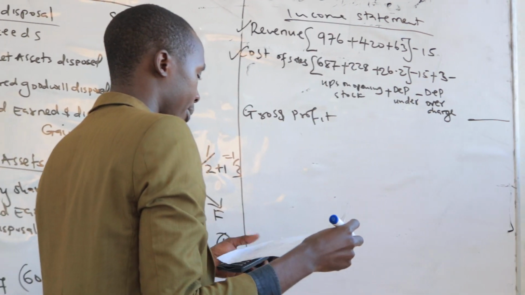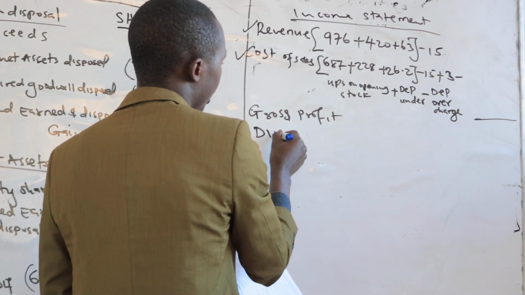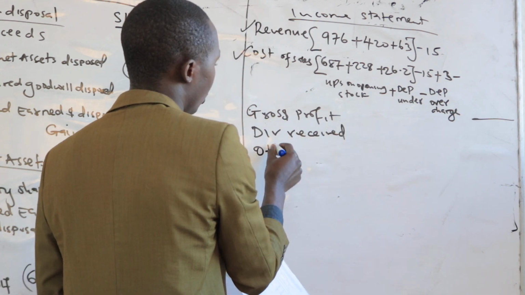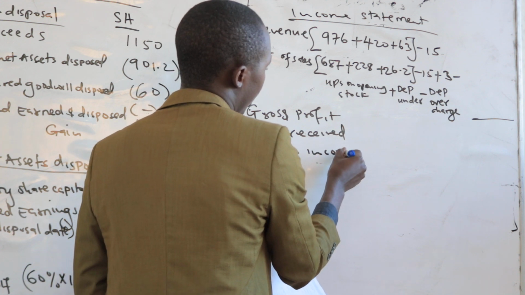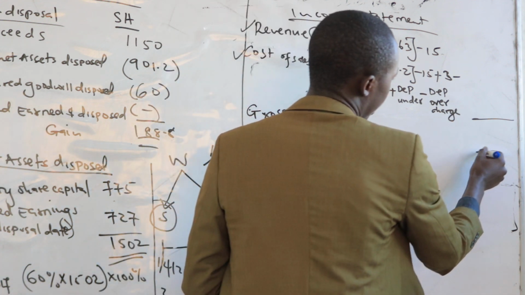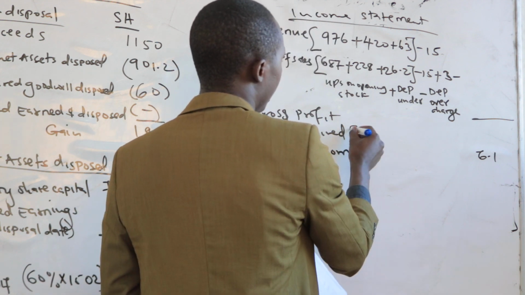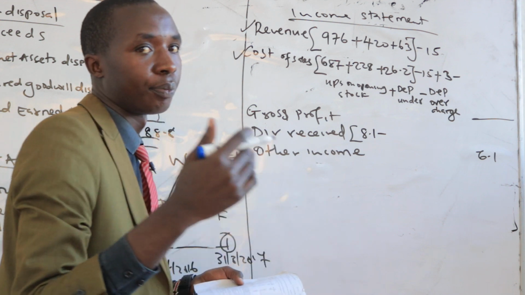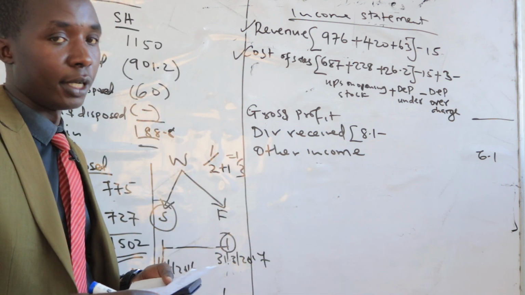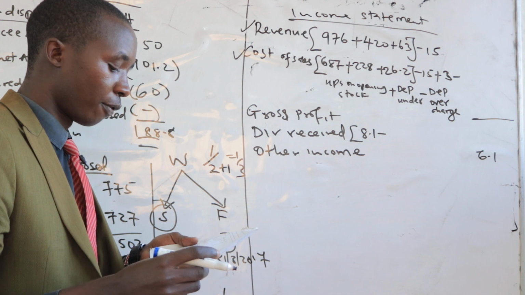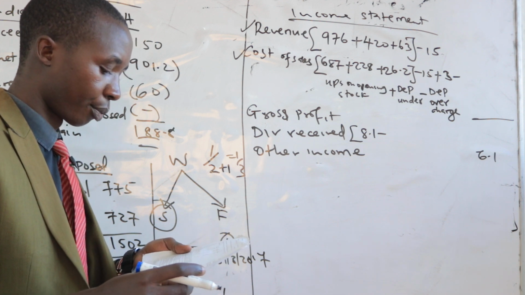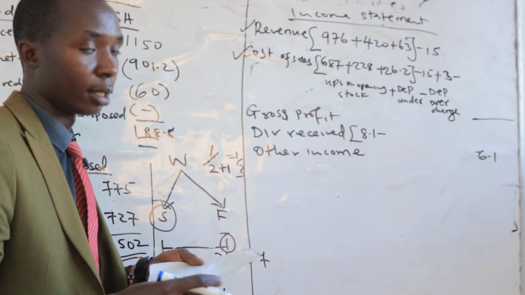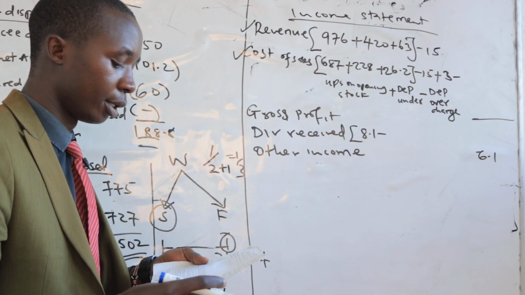Then the next thing is all about dividend received. Before the dividend received, I can see that we have other income. The other income is direct because you were told it is 6.1. Then the dividend received is 8.1. I'm supposed to subtract what the subsidiary, that is F, declared, because according to additional information number 5, they say that F declared an interim dividend of 9.